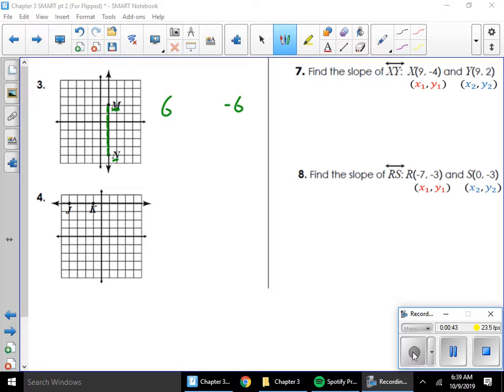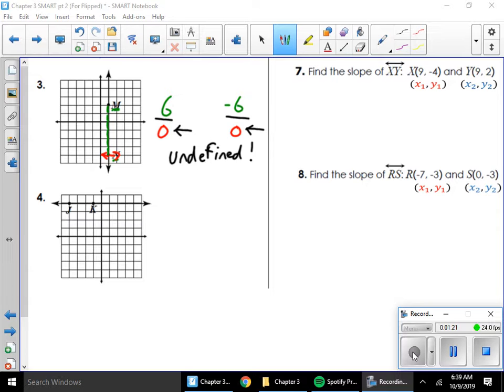But no matter how I slice it, when I go to count that run, that left or right, oh no, I don't go left or right. So my run is 0. The reason vertical lines have an undefined slope is we're not allowed to divide by 0. Division by 0 is undefined. So when we say an undefined slope, it's because of that 0 in the denominator. That's what makes the slope undefined.